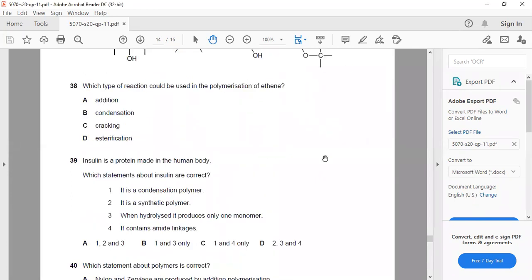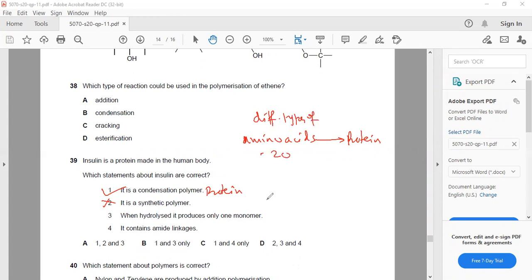39, insulin is a protein. So what is protein? Protein is a condensation polymer. 2 is wrong. When hydrolyzed, it produces more than one monomer. Protein is made of amino acids. You have to know what the monomers are, and there are different types of amino acids. Amino acids make protein. There are roughly 20 types of amino acids. When you convert amino acids to protein, it is called condensation, and protein to amino acids, if you break it down, is called hydrolysis. So when you hydrolyze protein, it's not necessary that all proteins have 20 amino acids. No. But they will have more than one amino acid.